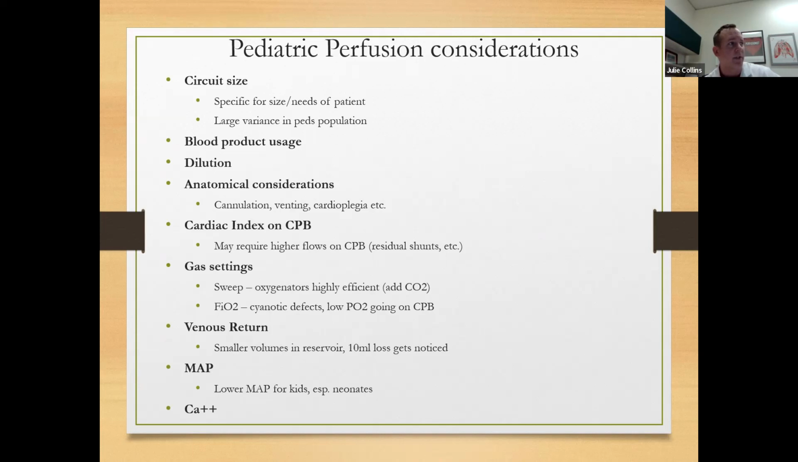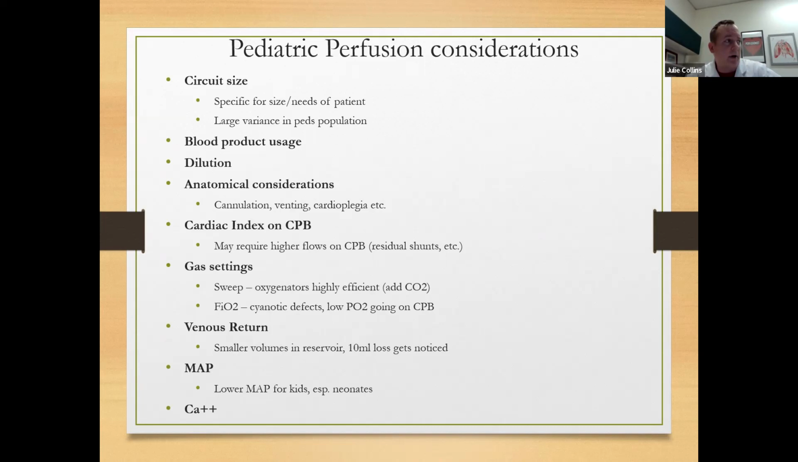Because there's such a large variance, and we deal with neonates and small babies, their blood volume compared to our prime volume is a high ratio. Blood product usage is pretty common in the pediatric realm because of the hemodilution. There's anatomical considerations because of all the congenital defects that we encounter. We're going to see a lot more anatomical variations in part 3 of this course.